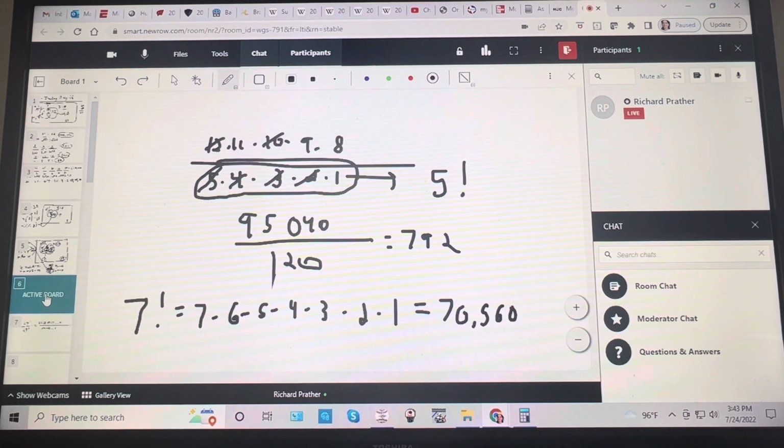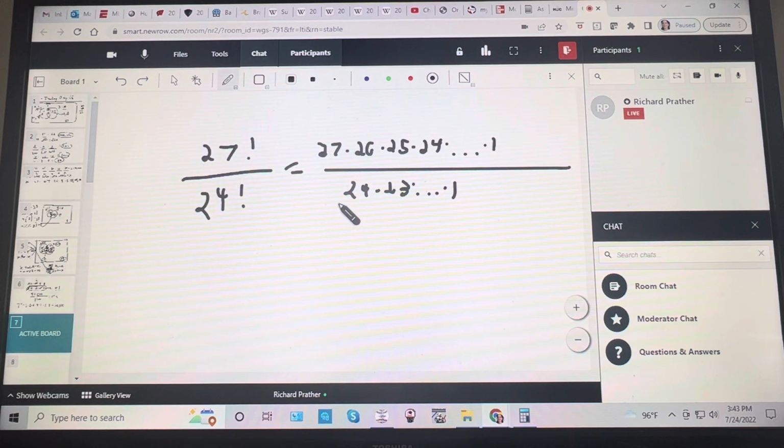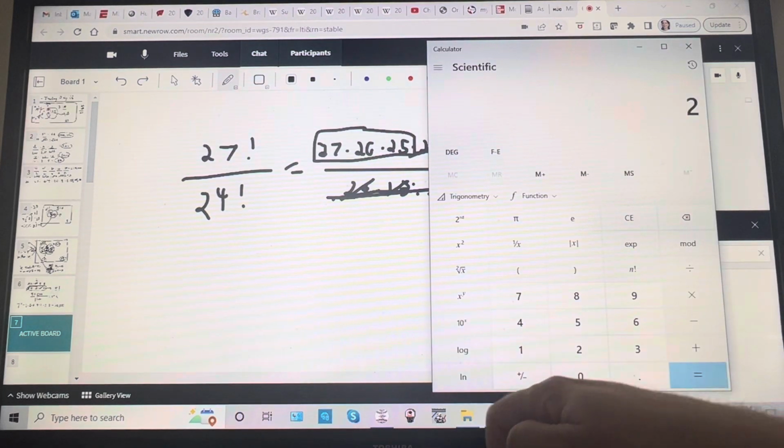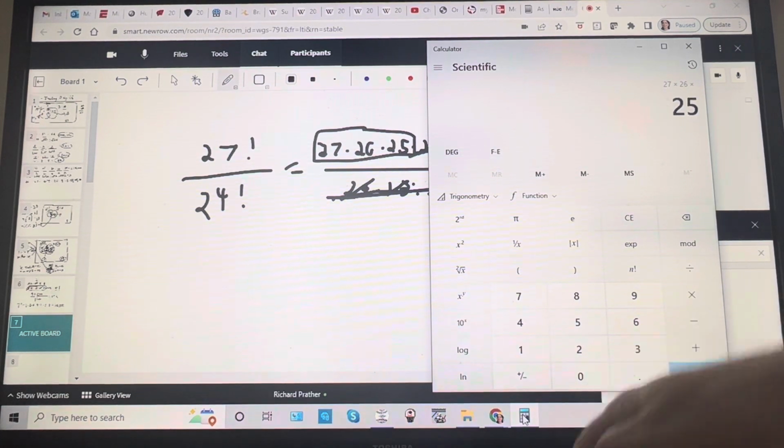Even when I was canceling earlier, I didn't have to do 5 times 2 is 10. I could have just said 5 goes into 10 twice. You can do that too. But sometimes you literally have 24 cancels 24 and 23 would cancel 23. In other words, 24 down to 1 in the top entirely cancels 24 down to 1 in the bottom. The entire bottom knocks out most of the top. All that's left are these 3 numbers. So it's much quicker to do 27, 26, 25, and you're done.